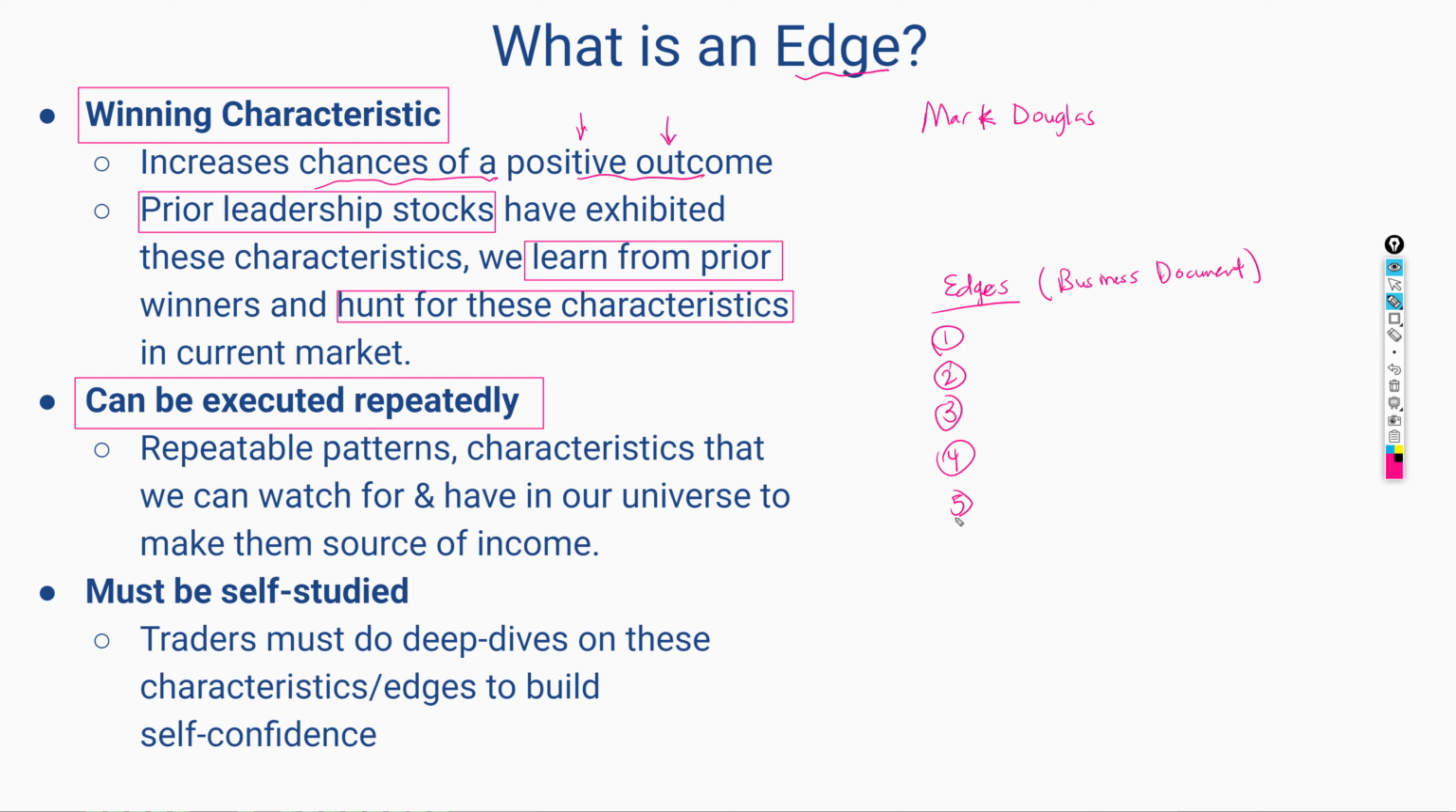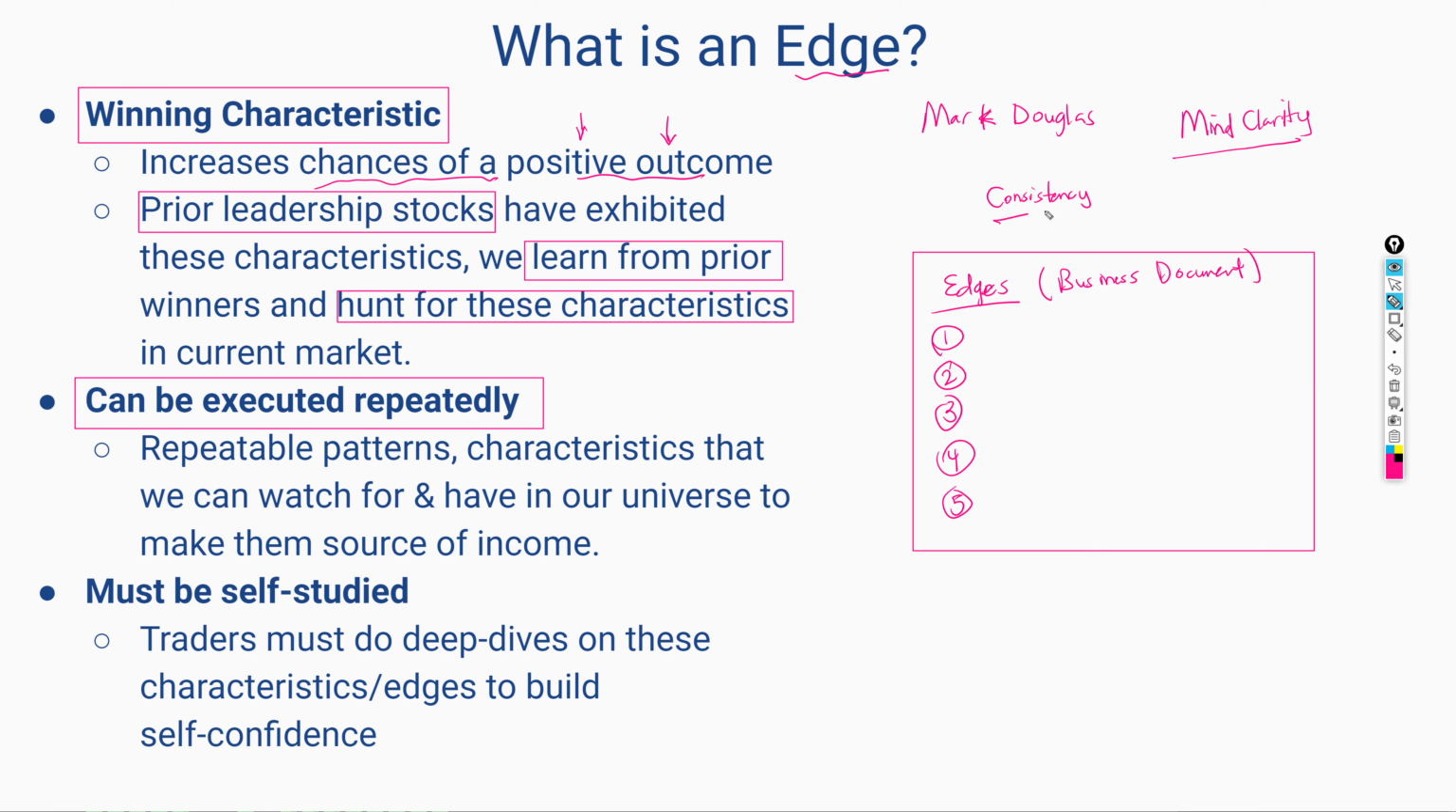And you have to have what we call mind clarity. You have to be very clear about what these particular edges are. If you don't know them, if you don't have any, that means you are likely in the consistency phase and you are a stage 1 trader.